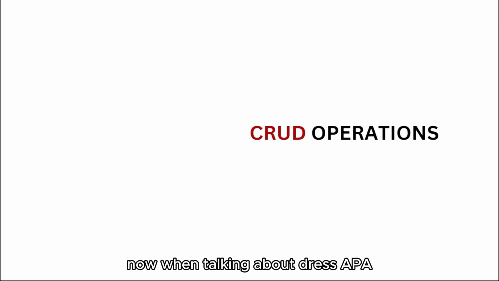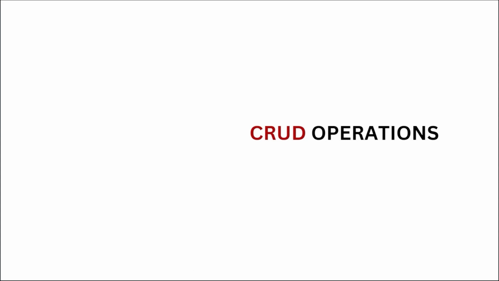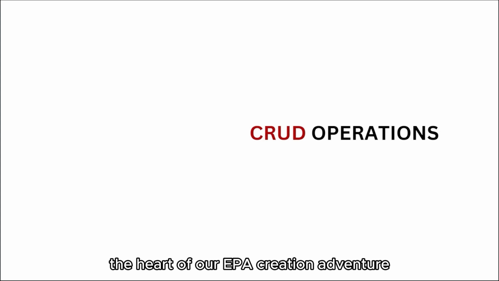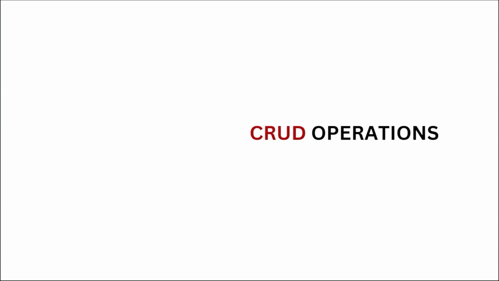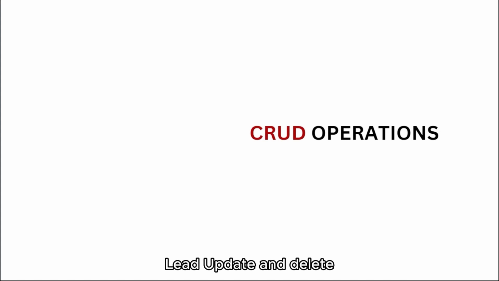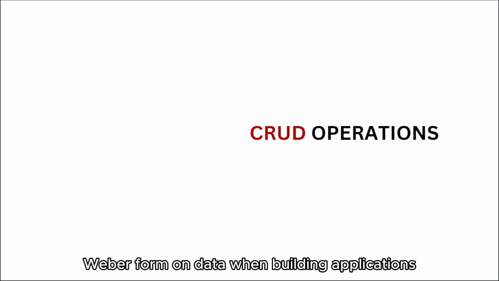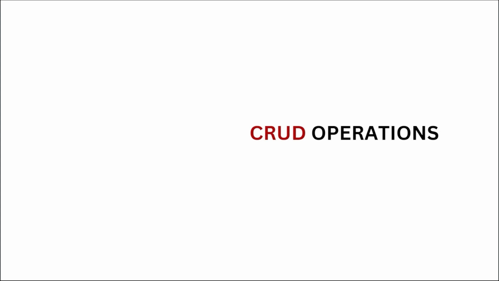Now, when talking about REST API, one of the key concepts that we're going to tackle is the CRUD operations. The heart of our API creation adventure are the four letters C, R, U, and D. These letters stand for create, read, update, and delete. These operations, commonly known as CRUD, represent the core operations we perform on data when building applications.